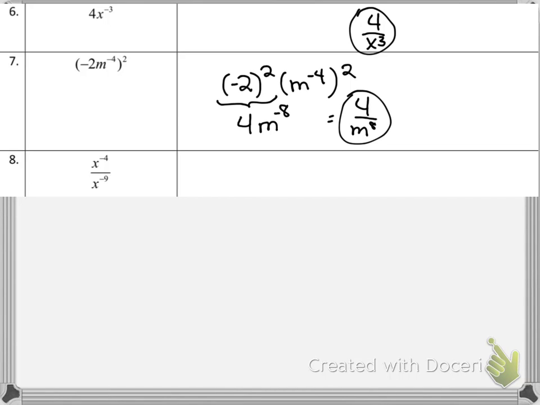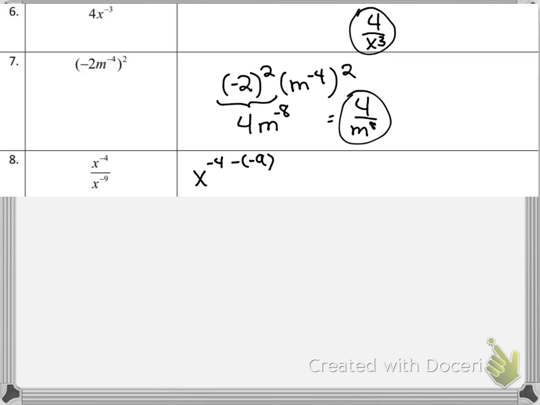Number 8 might look very simple and straightforward. After all, you just need to apply the quotient rule. However, it's a little bit tricky because we're supposed to subtract negative 9 from negative 4. So we're going to have negative 4 minus negative 9.